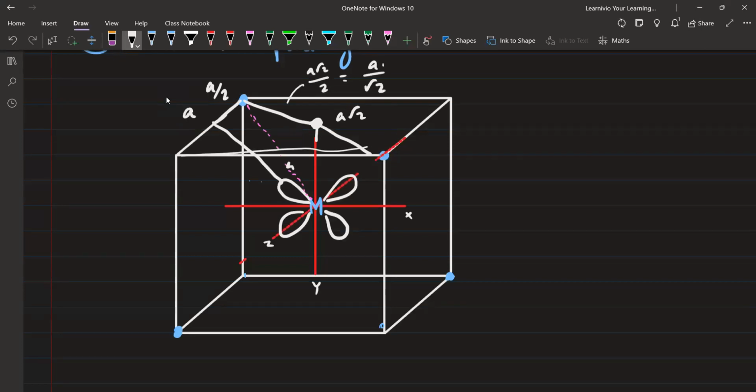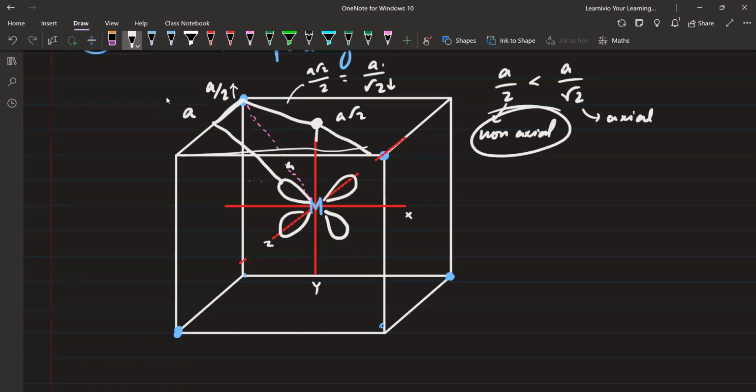So obviously 2 is larger, root 2 is smaller than 2. So I can say that if the denominator is high, this distance will be smaller, that a by 2 is smaller than a by root 2. So by that factor, we can say that axial ones are far away. This is where the axial ones are present, and this is where the non-axial ones are present. So non-axial one is closer to the ligand, and that is why the non-axial d orbitals will have an increase in energy. The axial ones are going to have a decrease in energy overall.